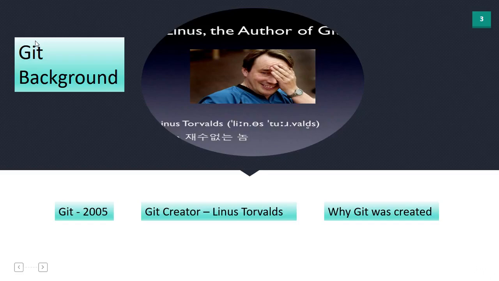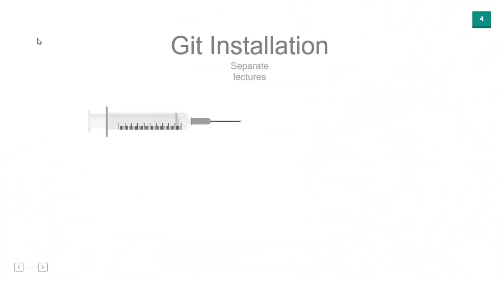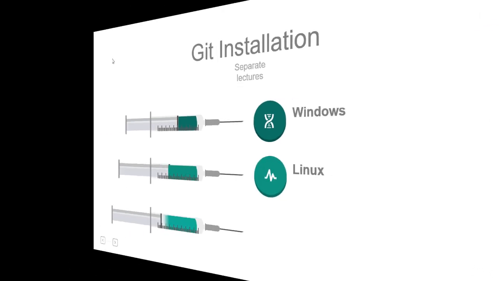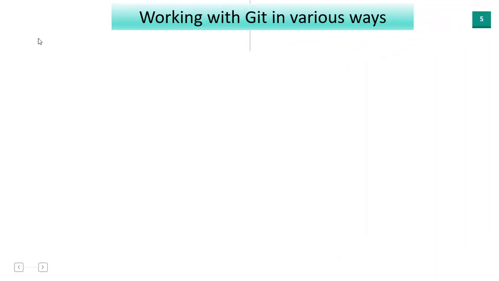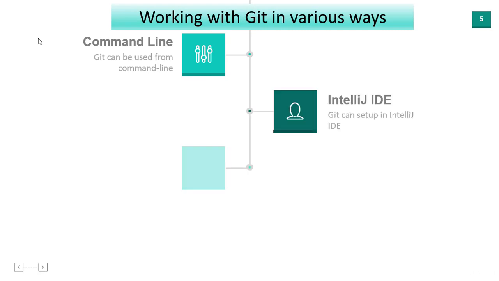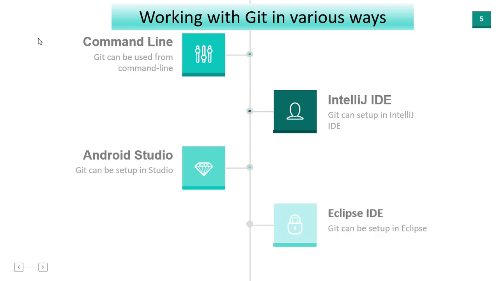We'll set up and install Git for your operating system with separate videos for Windows, Mac, and Linux. We will examine how to use Git from the command line or from software development tools like IntelliJ, Android Studio, and Eclipse. Special stress has been laid upon showing how Git integrates with those popular IDEs.